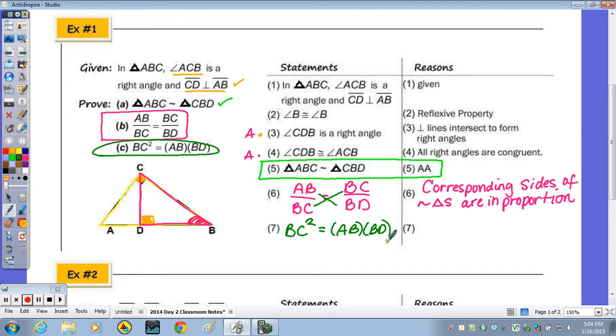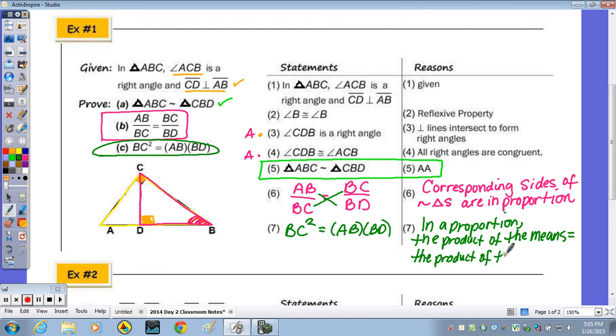And the reason for that is, again, I just had a proportion, so I'm going to start and say in a proportion, I can't say the cross products are equal. I have to use the vocab. The product of the means is equal to the product of the extremes. And we're done.